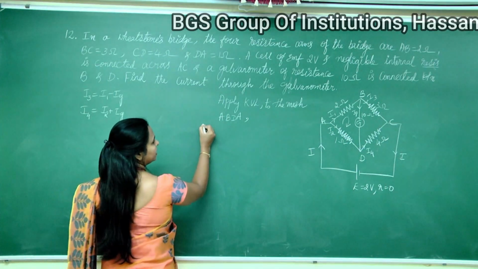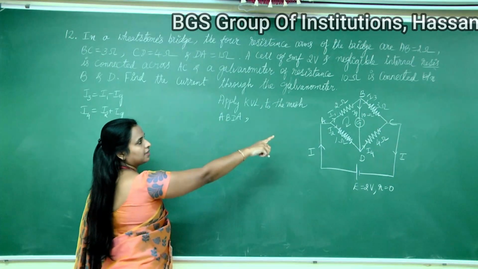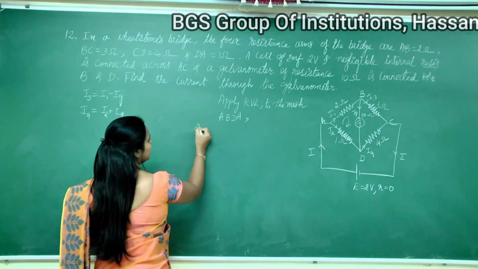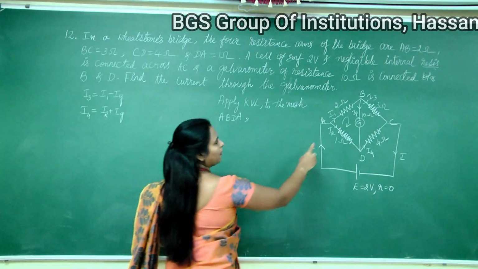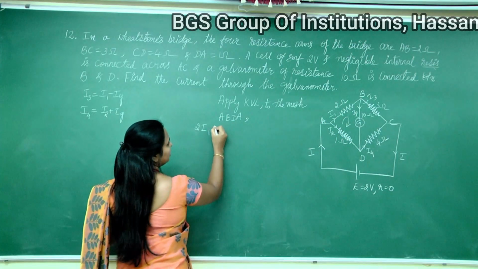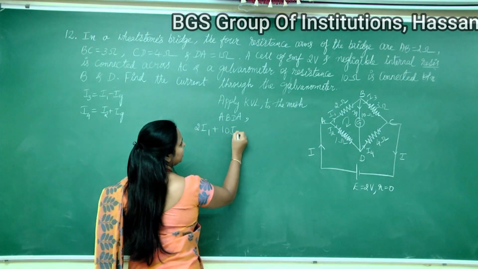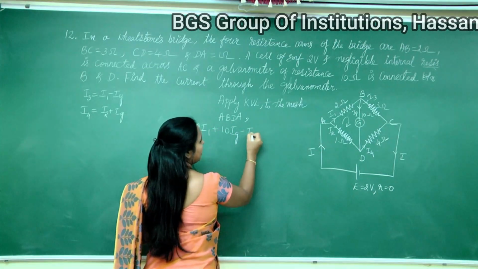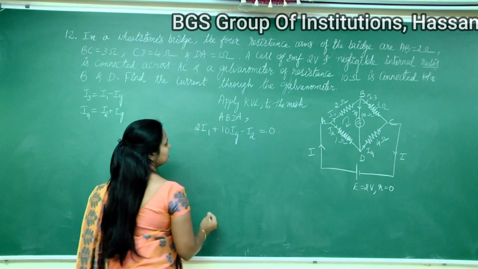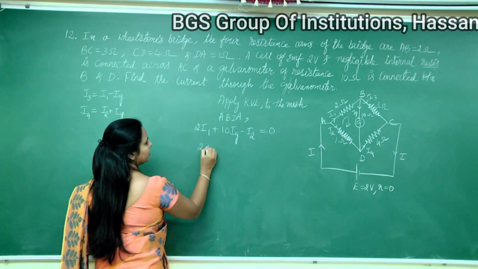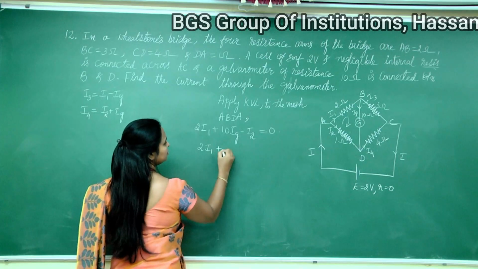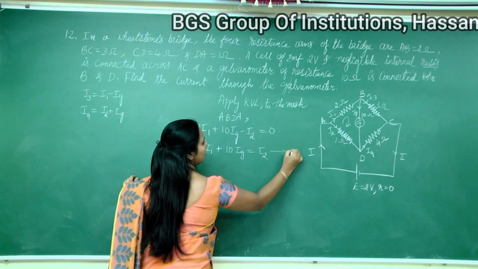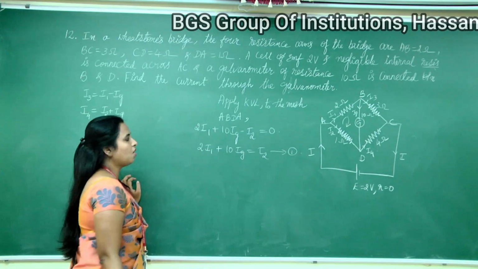So write it. The current I1 is flowing through the resistance 2 ohm, so it is 2 I1, and 10 Ig, and we have minus I2 is equal to 0. You can take it as 2 I1 plus 10 Ig is equal to I2, and we have this as equation number 1.